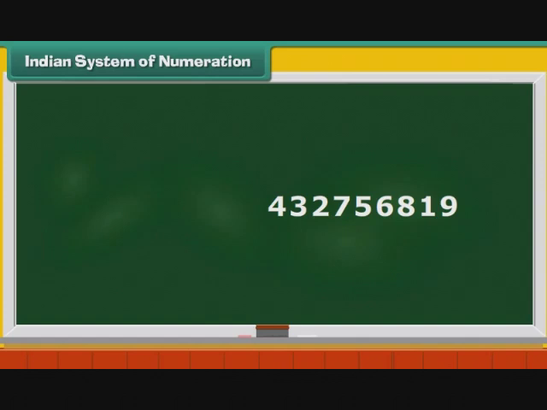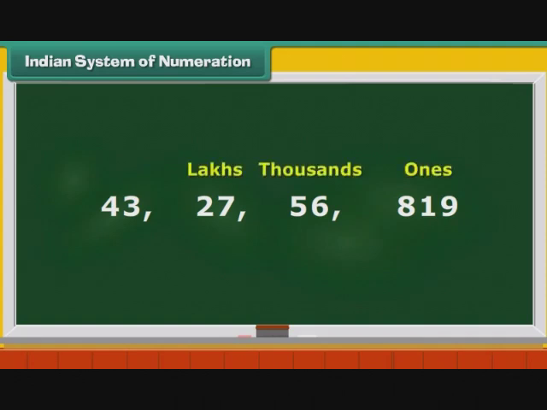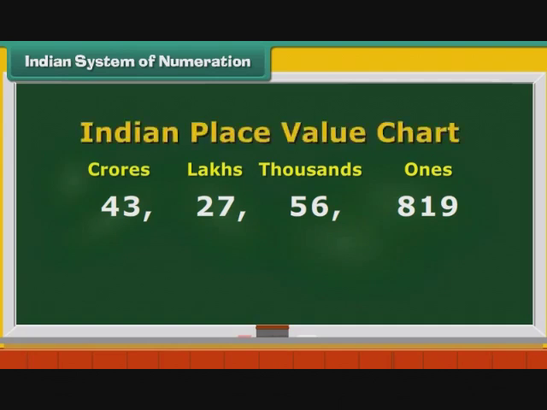Consider the number 432756819. We count 3 digits from the right and place a comma before 8. Then we count 2 more digits and place a comma before 5. We count 2 more digits and place a comma before 2. Thus, we have 4 groups: ones, thousands, lakhs, and crores. This is the Indian place value chart.